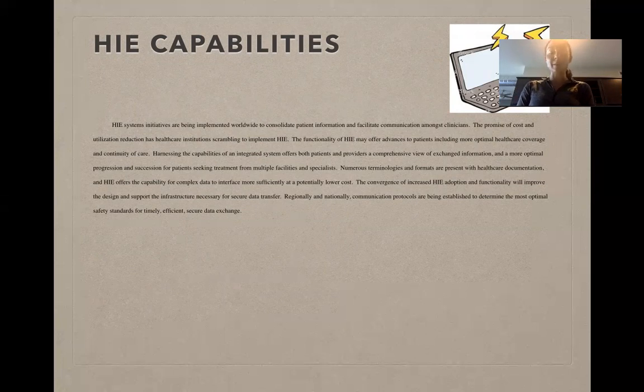Numerous terminologies and formats are present with healthcare documentation, and the HIE offers the capability for complex data to interface more sufficiently at potentially a lower cost. The convergence of increased HIE adoption and functionality will improve the design and support the infrastructure necessary for secure data transfer. Regionally and nationally, communication protocols are being established to determine the most optimal safety standards for timely, efficient, secure data exchange. There's been a lot of ongoing studies that look into HIE capabilities.